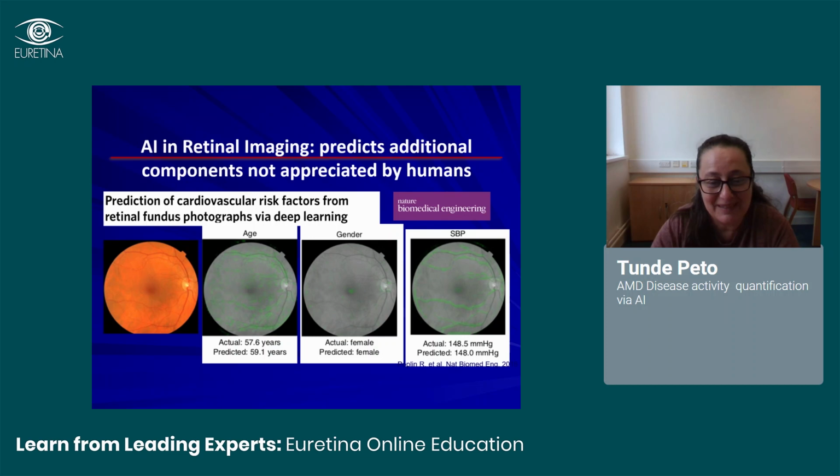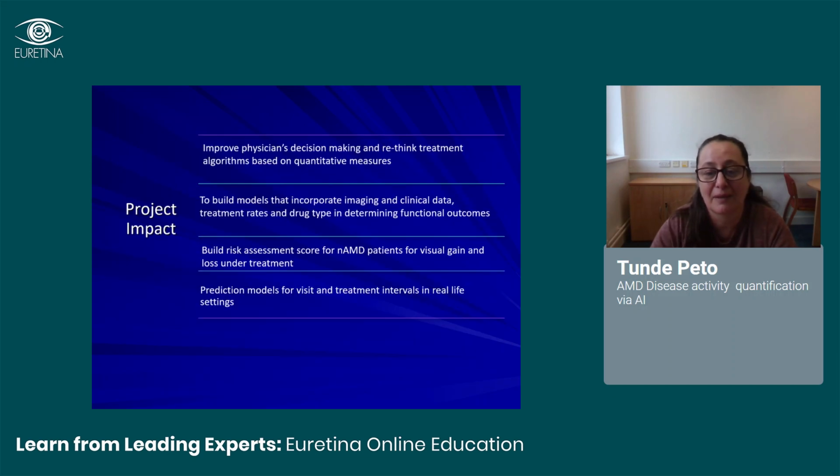And this is the paper that Marion has alluded to again. This is the Google algorithm that predicted your age, your gender, and your blood pressure. So that's really important, and sometimes a bit frightening as to what they're seeing that we are not seeing.